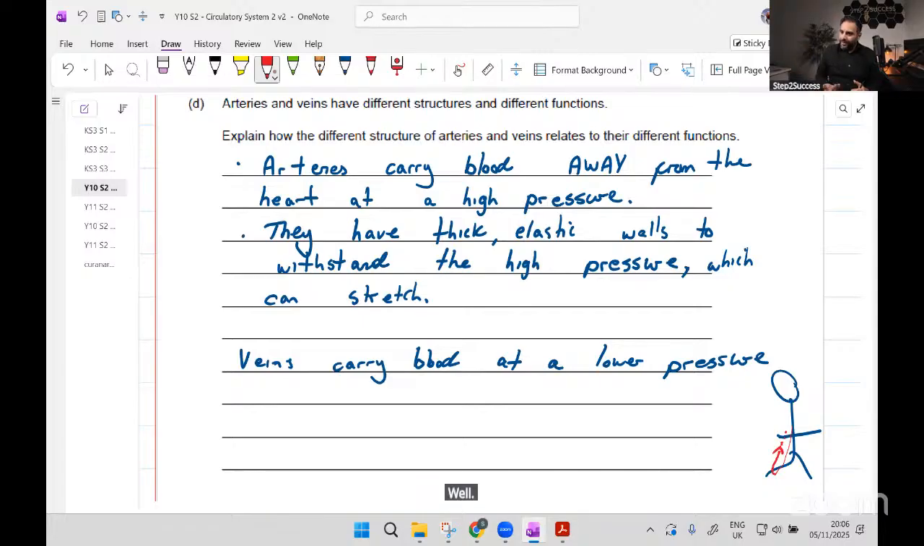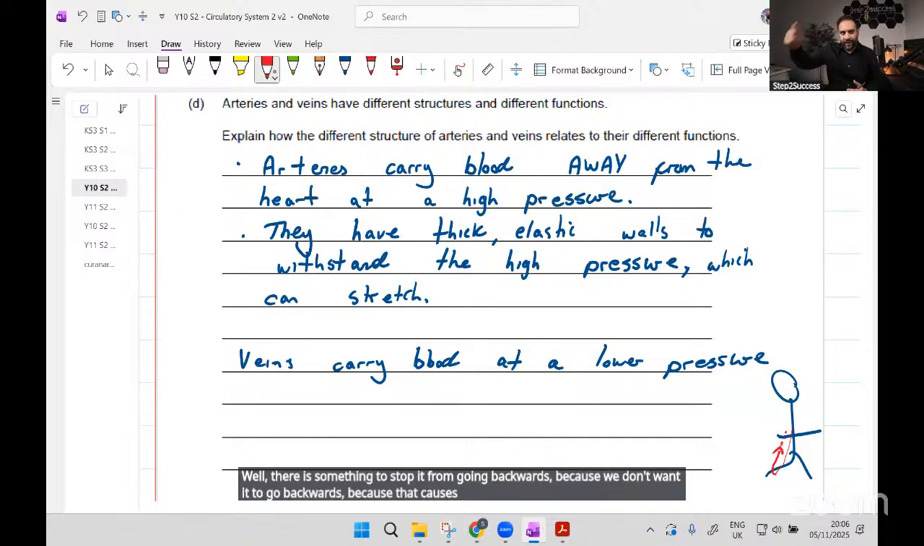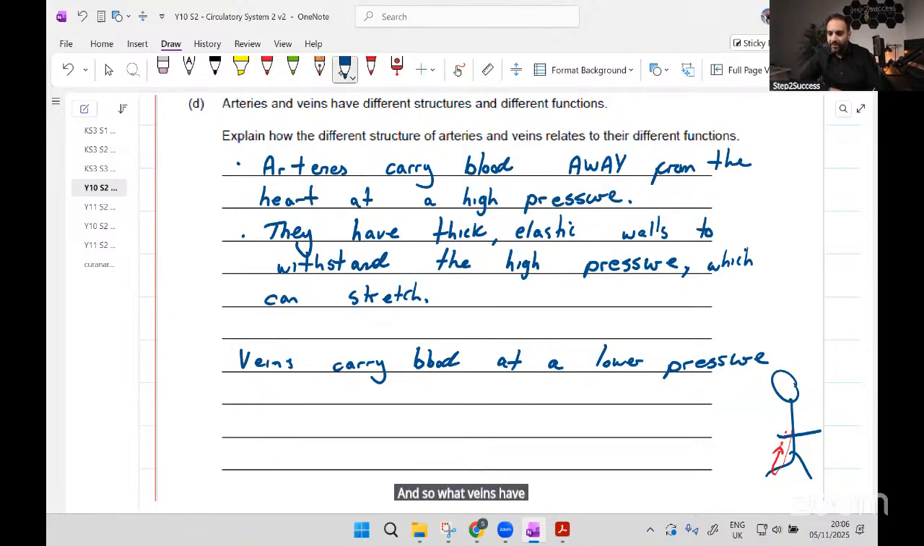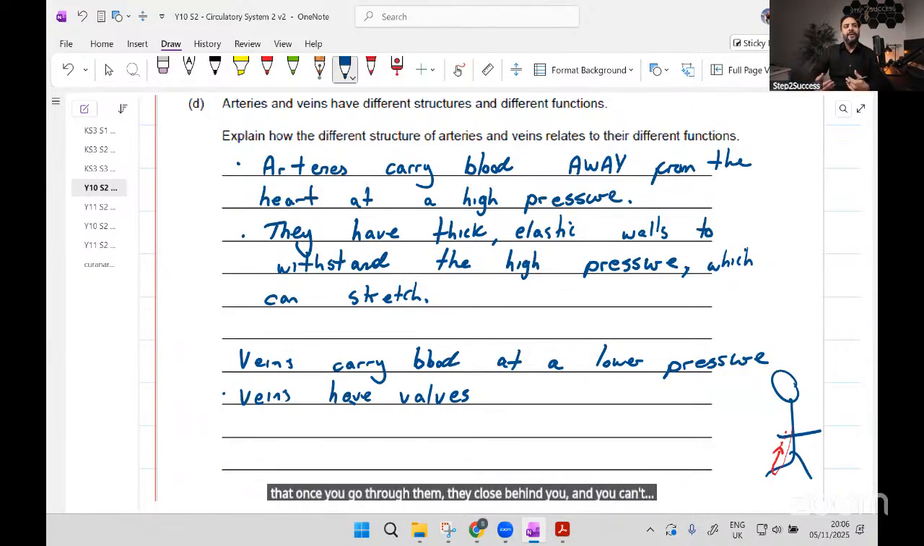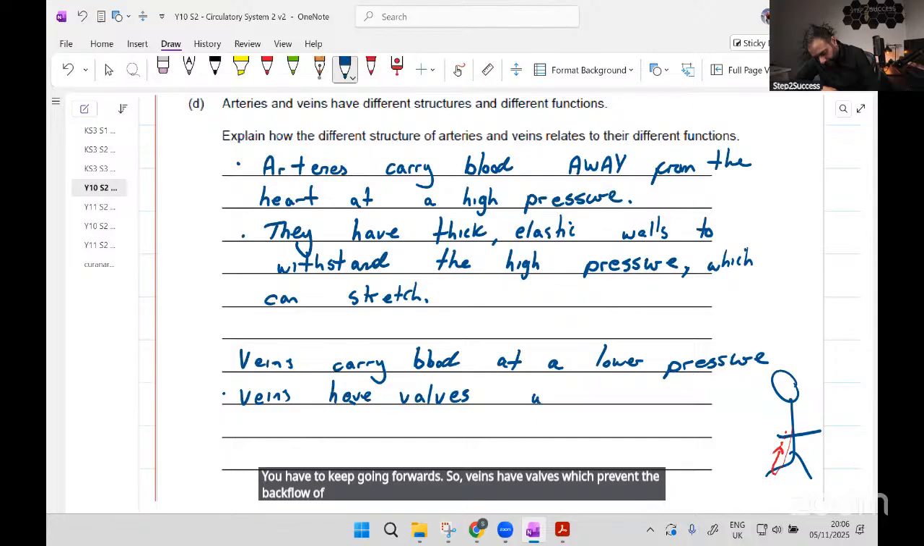Well, there is something to stop it from going backwards, because we don't want it to go backwards, because that causes a problem. We want everything to keep going in the same direction. And so what veins have is valves. What valves do, I think of them as like gates. Once you go through them, they close behind you and they lock, so you can't go backwards. You have to keep going forwards. So veins have valves which prevent the backflow of blood.